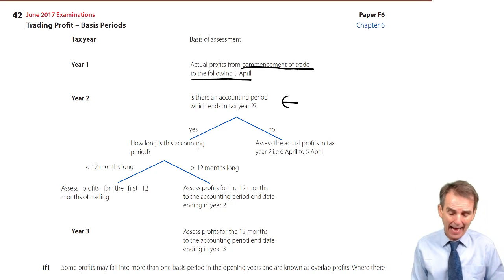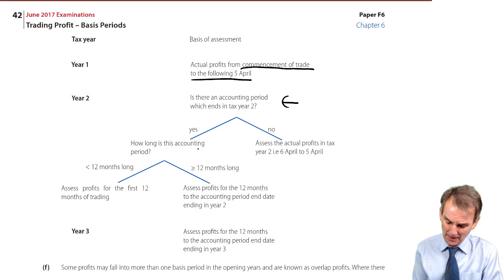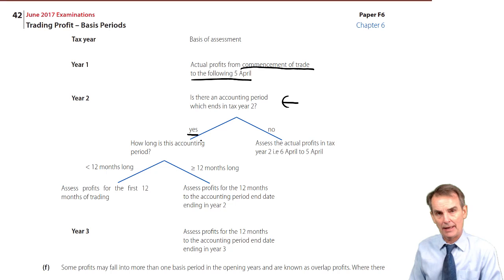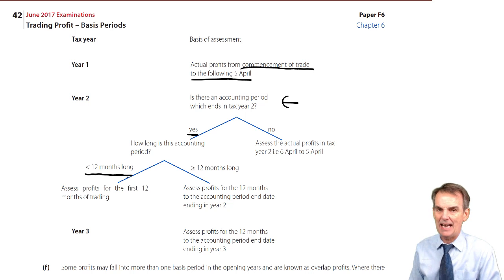So what have we got here? Looking back to your notes now again on page 42. Assuming that, yes, we do have an accounting period ended, the question then is, how long is that period? Our opening accounting period may end in the second tax year but be of less than 12 months. It may be a short period, less than 12. Or, if not less than 12, it may either be exactly 12 months, which would be great because that would be current year basis available to us, or it may be more than 12 months. So how do we deal with each of these two circumstances?